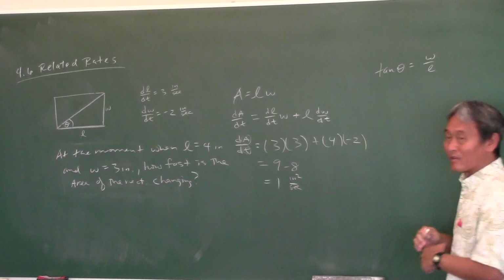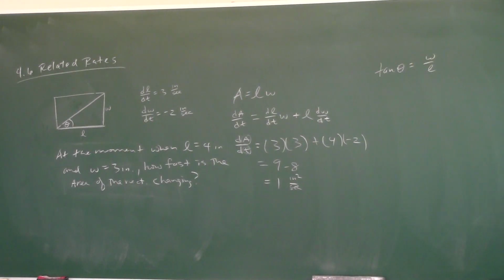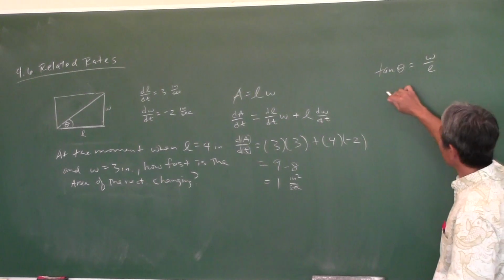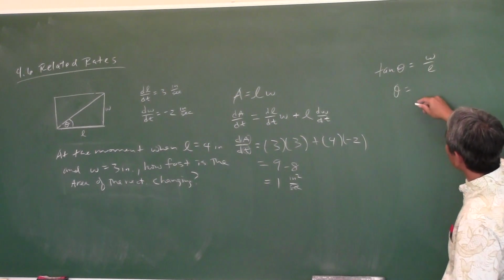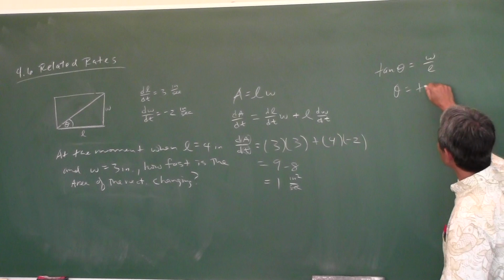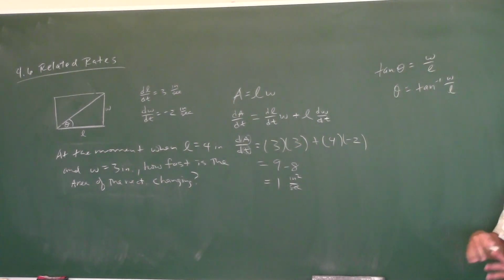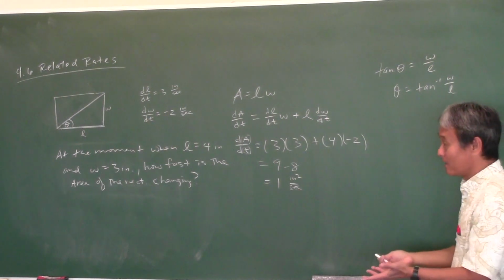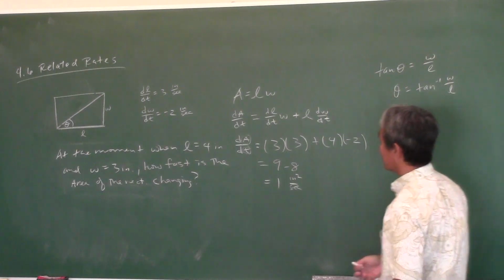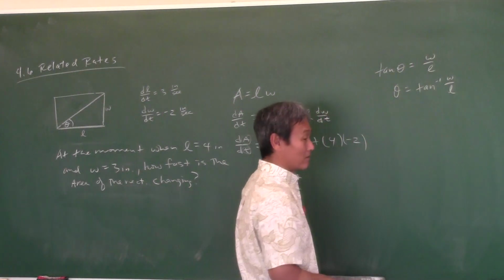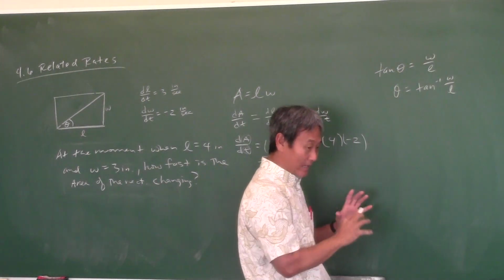Now, you could take the derivative of this equation, that's not a problem, but what are we trying to find? How fast is the angle changing? We're trying to find d theta dt. So it would be a lot easier if you could solve for theta. How can I solve for theta? Tan inverse both sides. So you get theta equals tan inverse of W over L. Now it really doesn't matter which equation you use. You're going to get the right answer anyway. But since we're trying to find d theta dt, it's just easier if you solve for theta. That's the first step: write an equation that relates the variables.